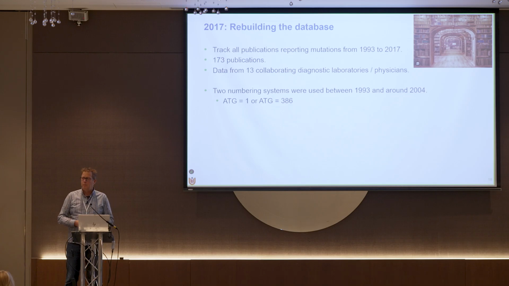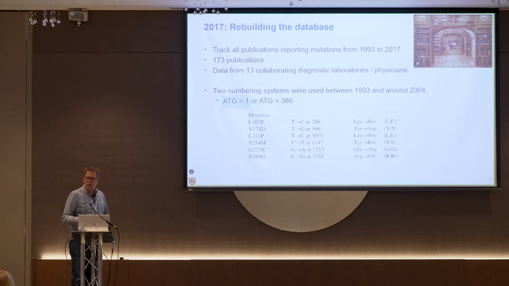What made it more complicating is that at that time there were still two number systems being used, and only one of them we use now. I won't explain what it means, but you see that there's a difference between 1 and 386. Some of the earlier publications were using the wrong number system, so I also took all those mutations and converted them to the correct numbering system.